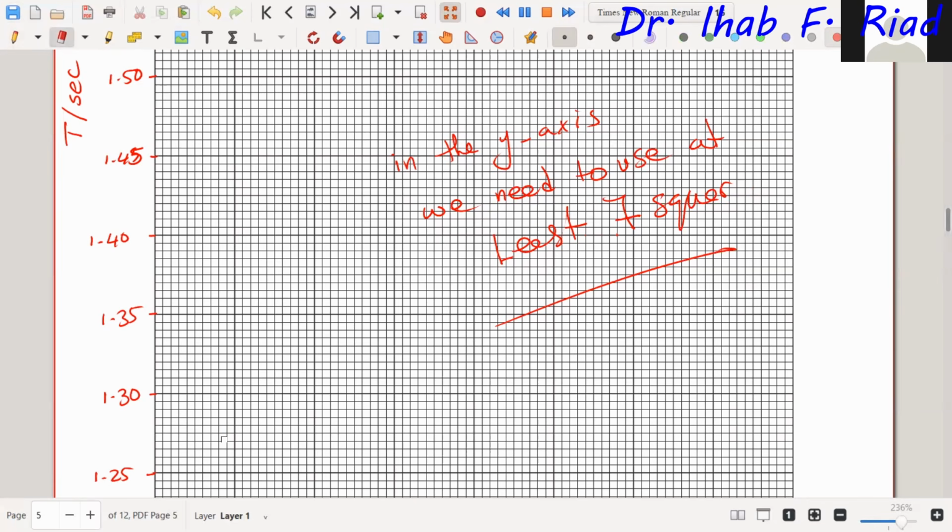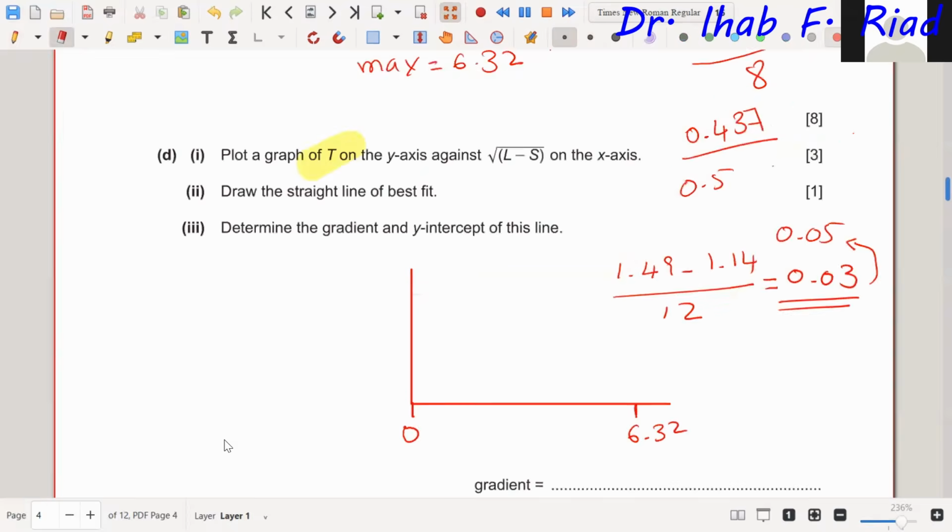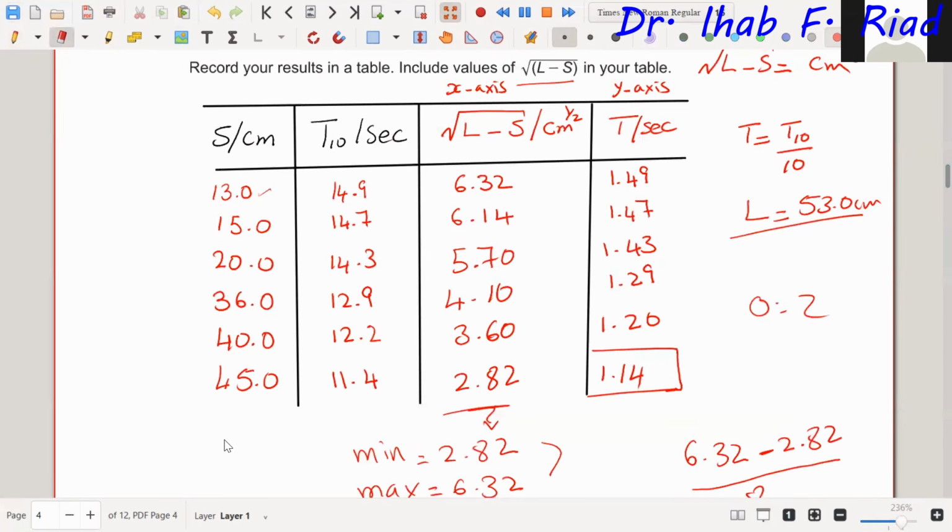Now we go for how to present the data. Okay, let me make a copy of this. Let me clear it a little bit.